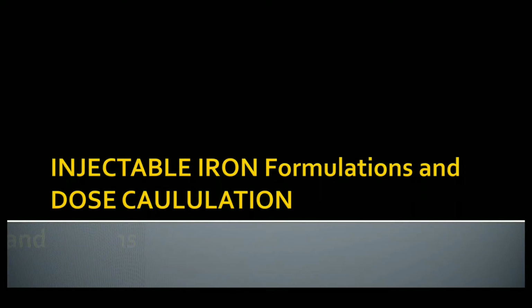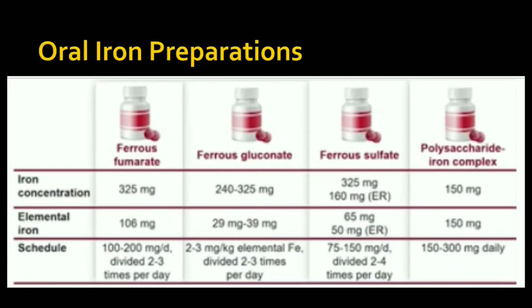To discuss the injectable iron formulations and dose calculations. In that, first of all, let us discuss certain oral iron preparations. Among the oral iron preparations, we have ferrous fumarate, ferrous gluconate, ferrous sulfate, and polysaccharide iron complex. The iron concentration is different in each and every preparation.